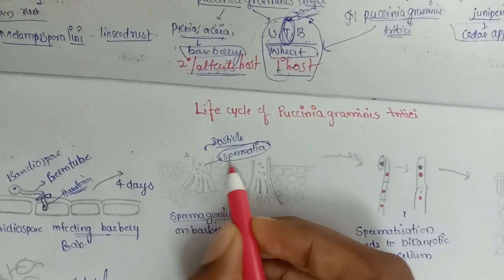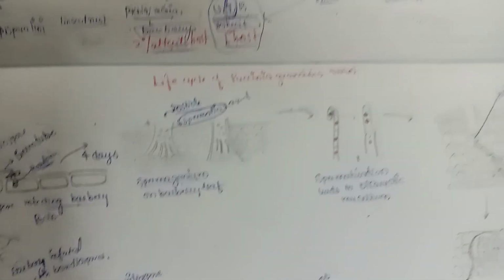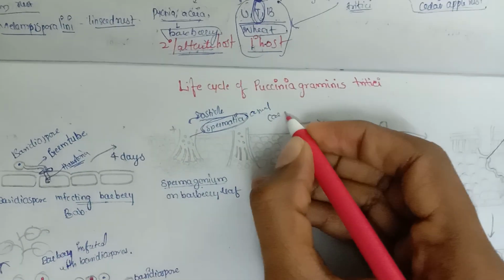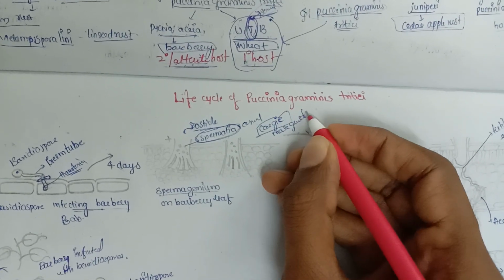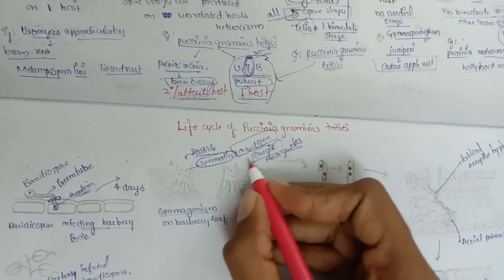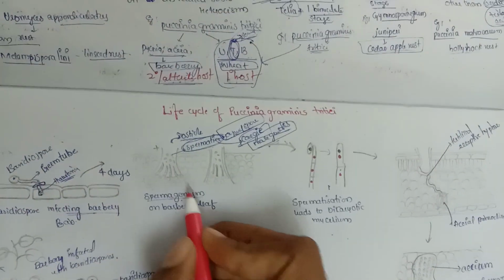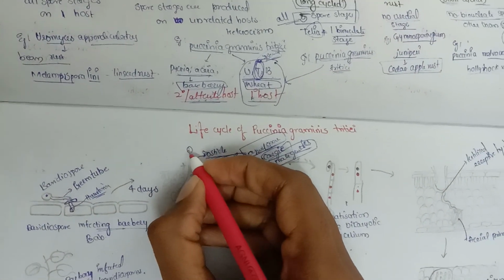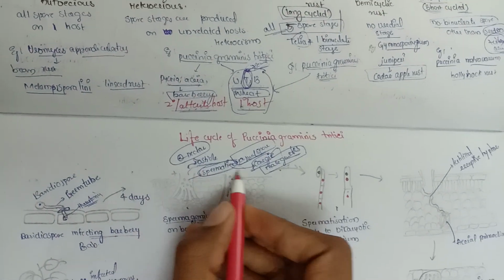Initially the spermatia were thought to be asexual spores which do not have any function. Initially we thought that, and then later Craigie said that these are the male gametes. These are produced from the spermagonium, and the spermatia contain nectar. So the nectar will help the dispersal through insects.